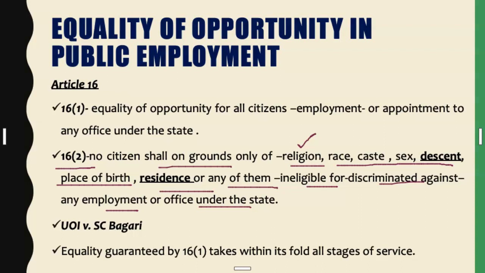So, जब हमने अपना Article 15 पढ़ा था, it talked about 5 grounds of discrimination that are the religion, race, caste, sex and place of birth. Article 16, remember, आपके 2 additional grounds provide करता है discrimination prohibit करने के लिए, which are descent and residence.